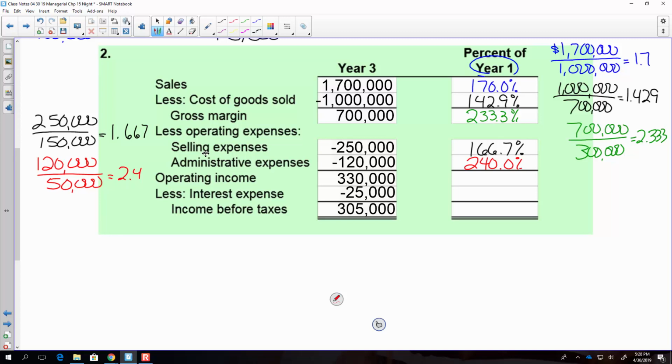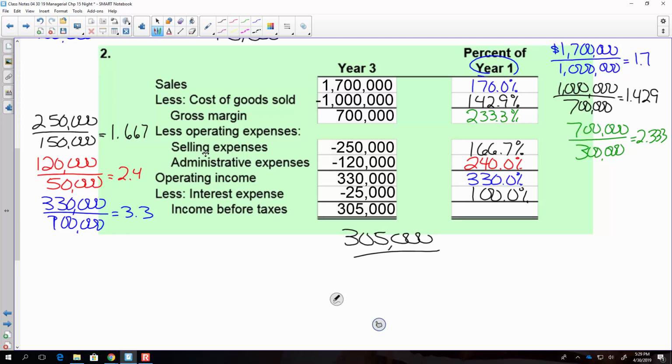So this looks like our administration expenses are accelerating more than my selling, so that might be a point of discussion, right? And then 330 divided by 100 obviously is 3.3. Still very good. And interest expense, still 100. And then finally, the last one, 305 over 75, it's 406.7. So again, a very good, healthy increase on our income before taxes.